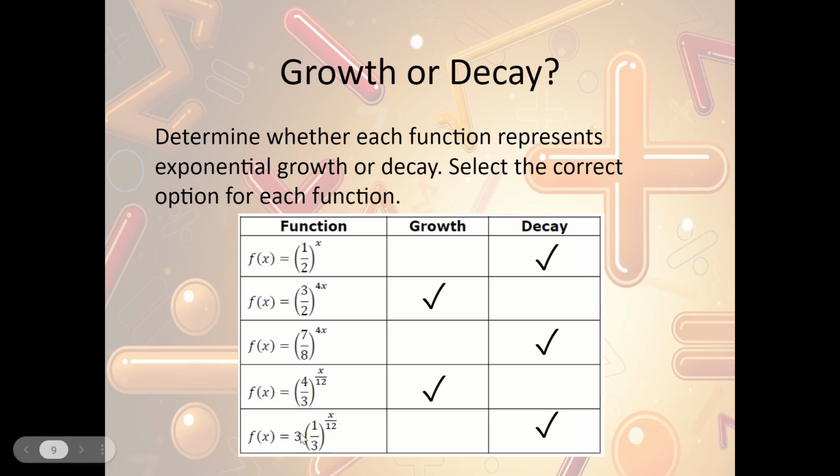Notice it didn't matter that they put a coefficient. It didn't matter that they messed with the exponents. This is the only number that matters. If it's bigger than 1, it's growth. If it's smaller than 1, it's decay.